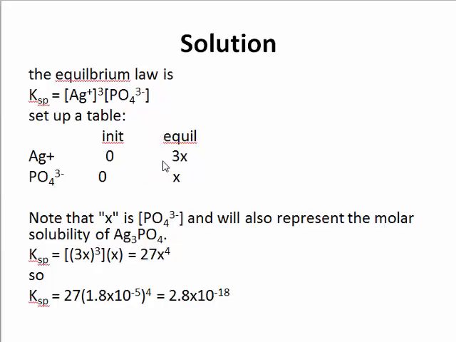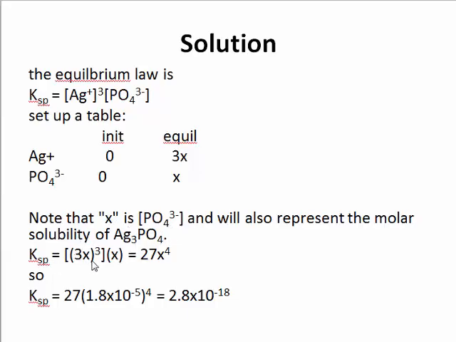Notice that I don't have the change row in this ICE table. But to go to equilibrium, the concentration of silver will increase by some amount 3x, because stoichiometrically the amount of silver that is formed will be 3 times the concentration of the phosphate formed. x is phosphate in this case, and since there's 1 phosphate per silver phosphate, x will represent the molar solubility of silver phosphate.